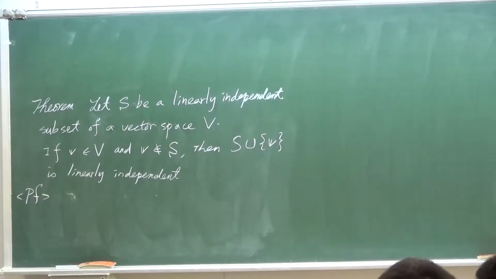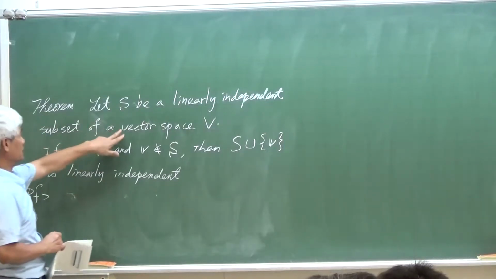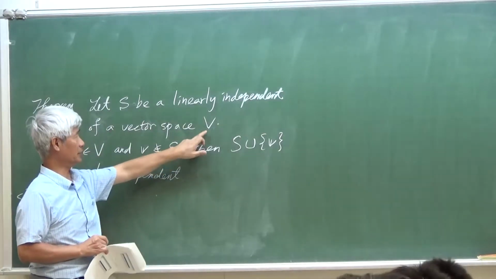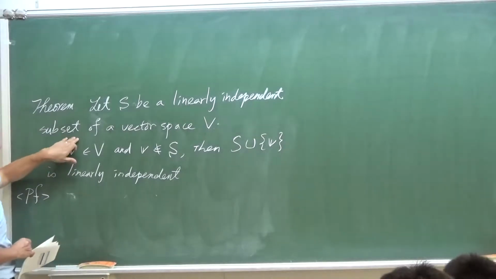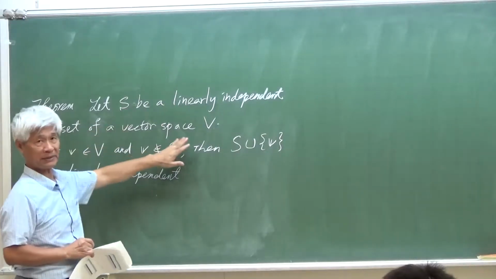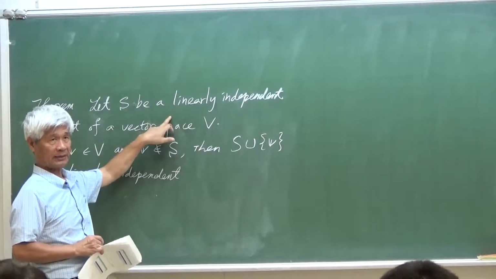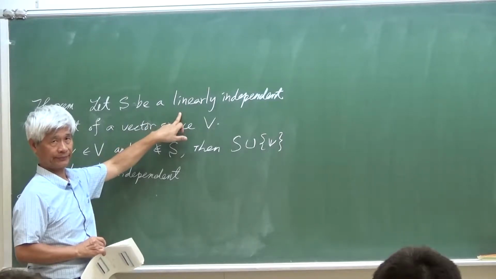I have a couple of things to finish before we leave section 4. Alright, so we have a vector space V, and we assume S is a subset of V that is linearly independent.